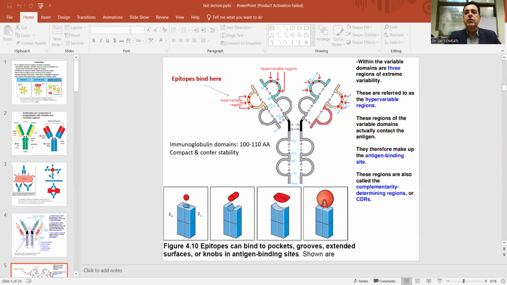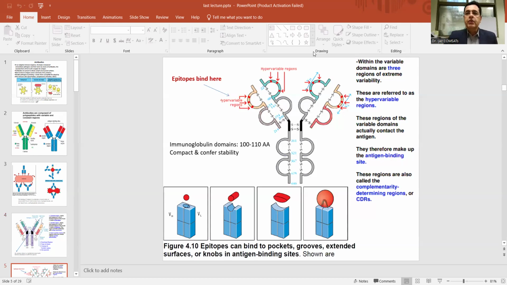If you see here in more detail, in the variable region that you see here, there are some hypervariable regions indicated by these red dots. In the variable chain, there are some particular hypervariable regions, and these are the red dots that you see here. This is the region where the epitopes or the antigens are going to bind. So there is a great deal of variation in this region. That's why it is called hypervariable region.